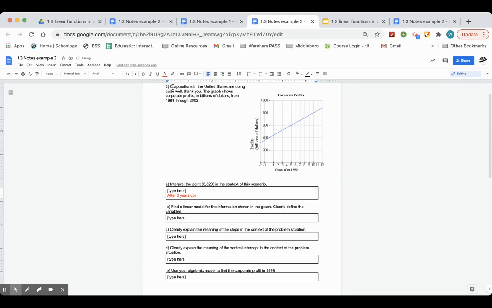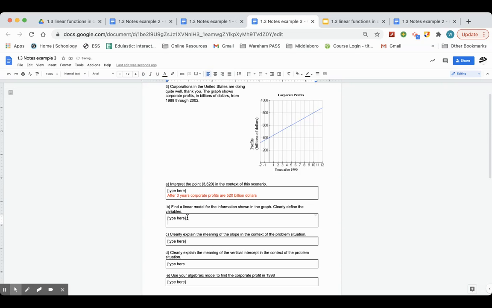After 3 years, corporate profits are $520 billion. Find a linear model for the information shown in the graph. Clearly define the variables. All right, so we have to clearly define our variables. So let's do that first.